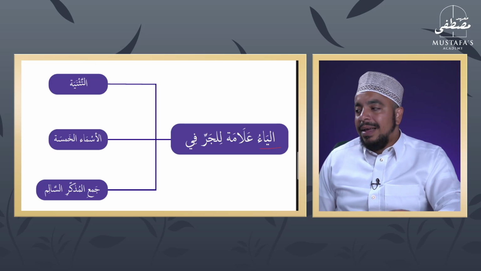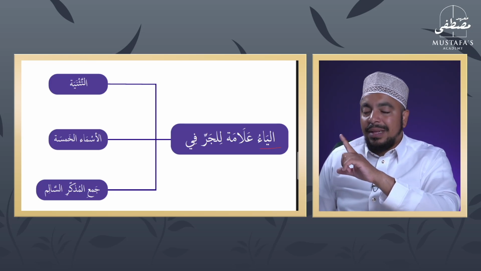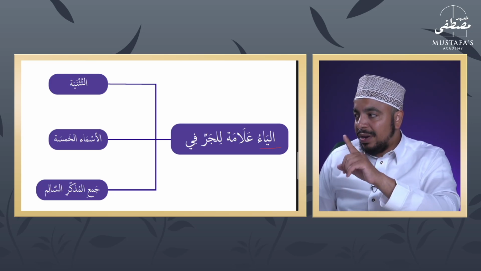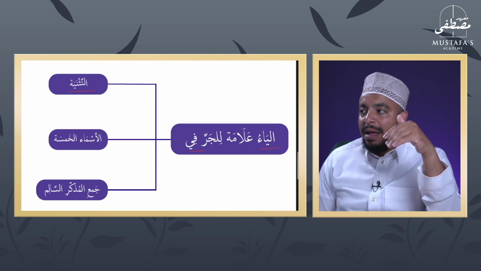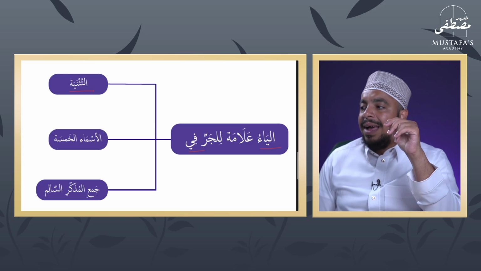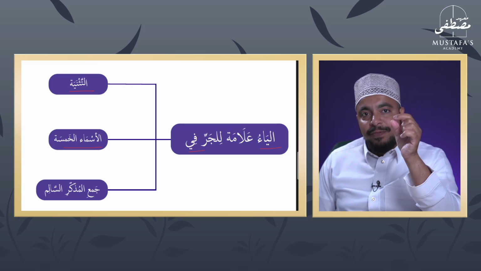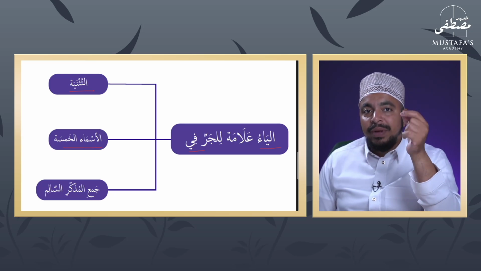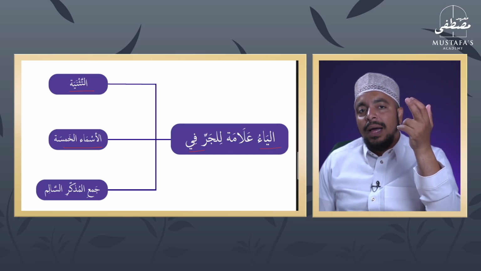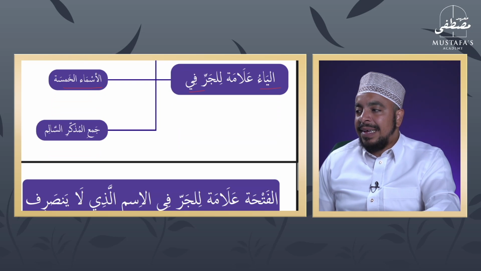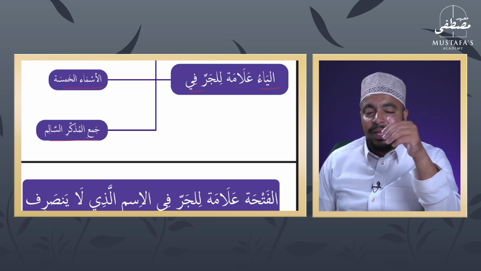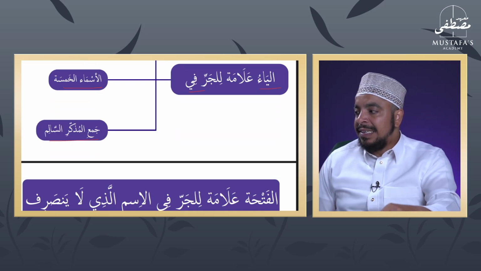الياء. The ya is علامة للجر, the sign of the jar, in the following types of words: التثنية, the dual form; الأسماء الخمسة, the five particular nouns that we've mentioned: أبو, حمو, أخو, فو, ذو مال; and جمع المذكر السالم, the masculine plural noun. The ya appears to be its sign.